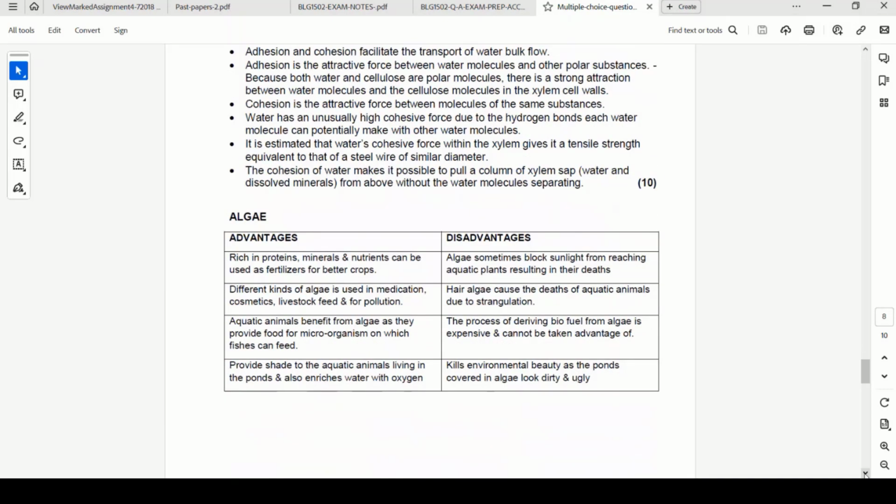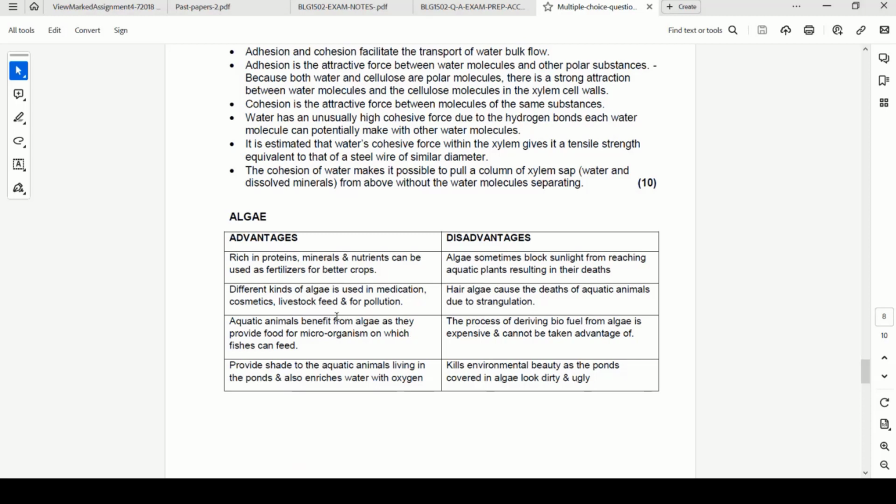Then also the other one, which is very important, about algae. We did talk about this, where you're going to have to talk about the advantages: they are rich in proteins, minerals, and nutrients, and can be used as fertilizers for better crops. The disadvantage is that algae sometimes block sunlight from reaching aquatic plants, resulting in their death. Another advantage is that different kinds of algae are used in medication, cosmetics, livestock feed, and pollution control. Aquatic animals benefit from algae as they provide food, a source of microorganisms on which the fish can feed.